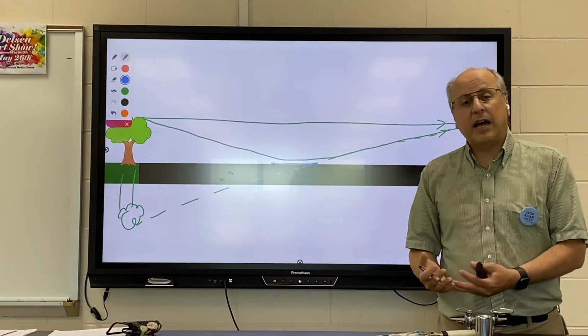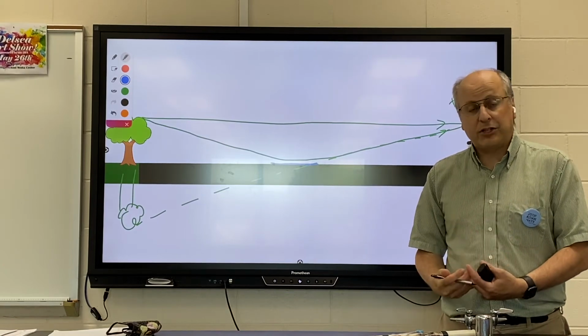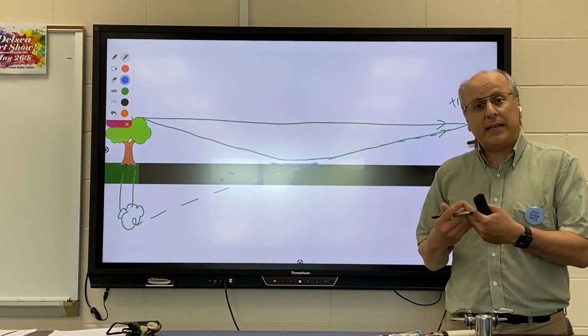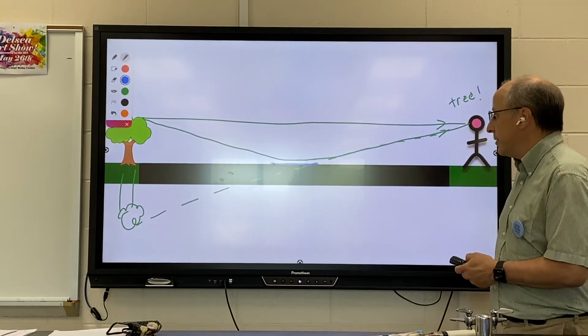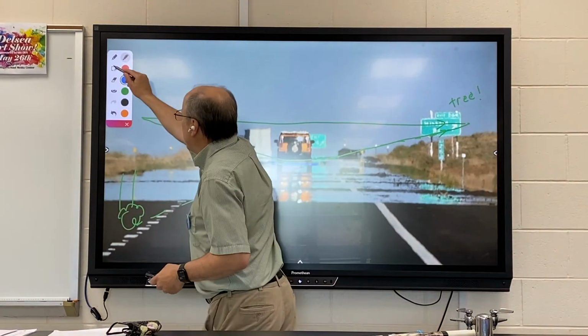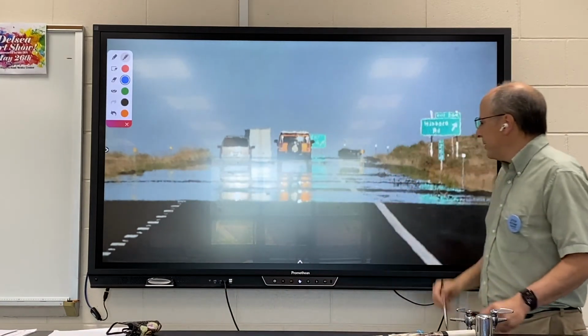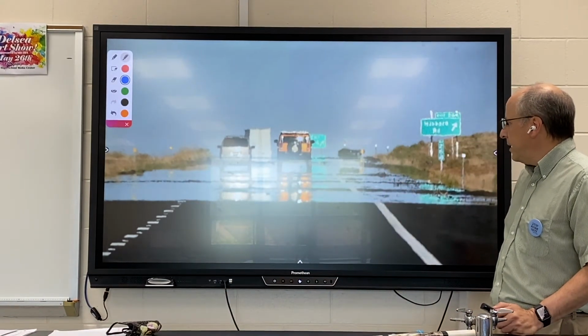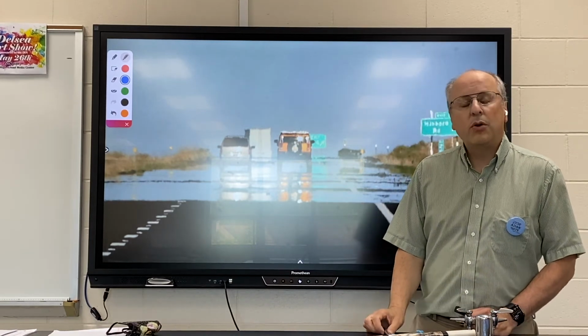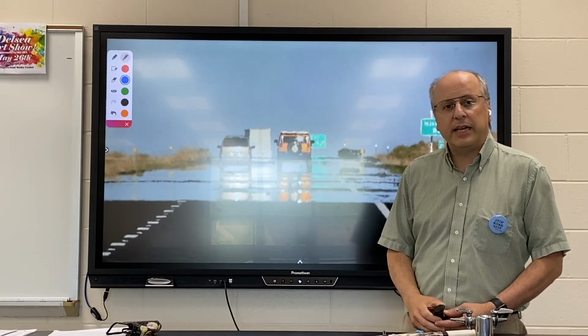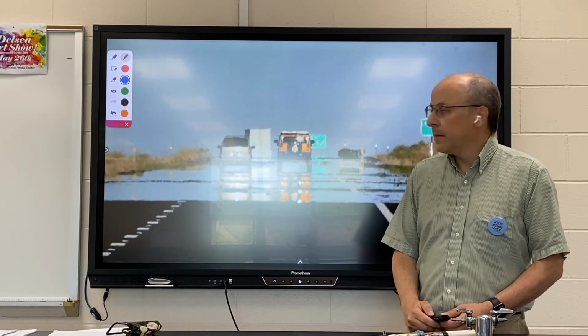It turns out it's not reflection, it's refraction. And it's refraction as the light goes from one temperature air to another. Okay, you can see this really well in this picture. It looks like we're seeing reflection, when in reality we are seeing refraction.